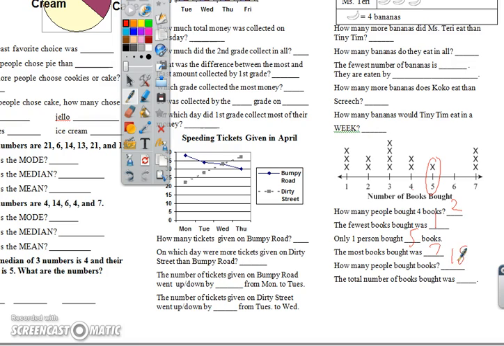And the total number of books bought, all right, we get a little tougher here. We got 3 ones, so that would be 3. 2 2s would be 4. 1, 2, 3, 4 3s would be 12. 2 4s would be 8. 1 5 is a 5. And 3 7s is a 21. And then I need to add them all up. 26, 34, 46, 50, 53 books.